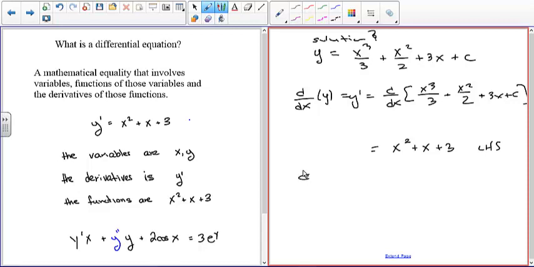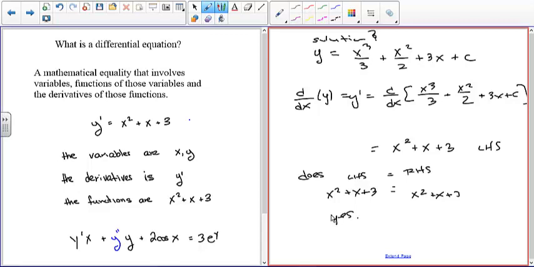Then you'd ask the question, does x squared plus x plus 3, which is the left-hand side, equal the original right-hand side of my differential equation? And the answer would be yes. And so yes, this is a solution to the differential equation. And the methods to get the solution we've done already.